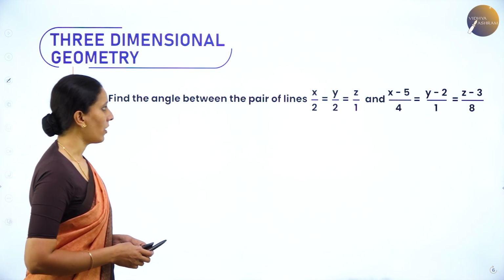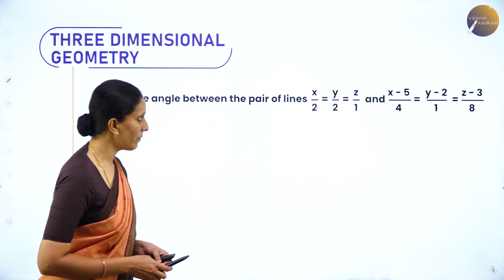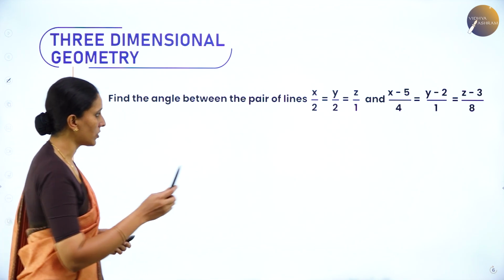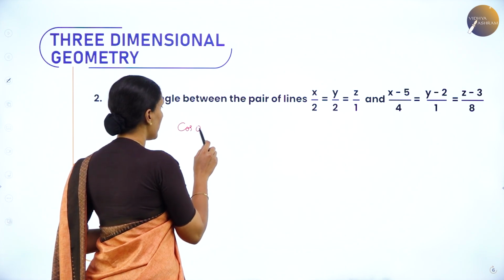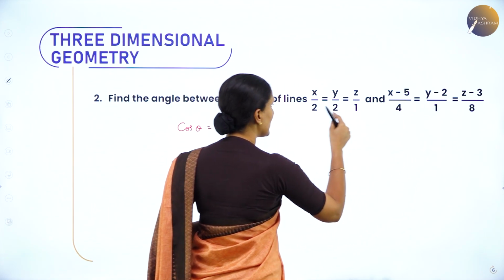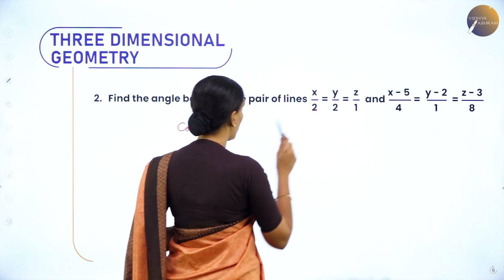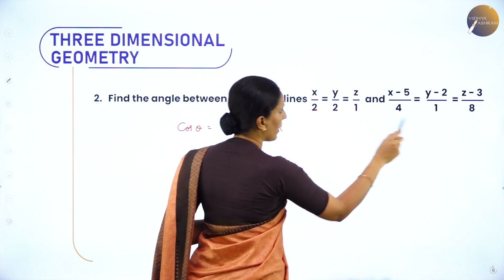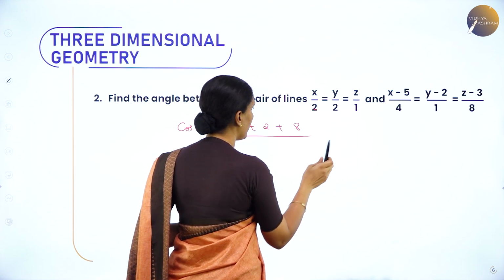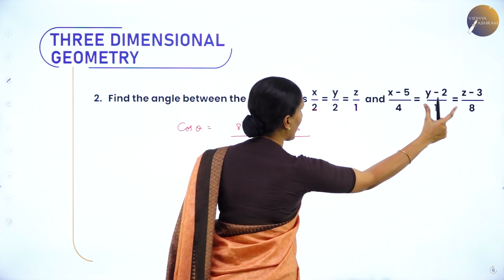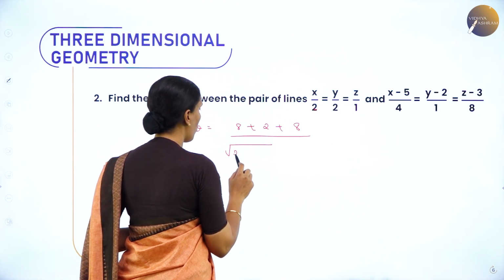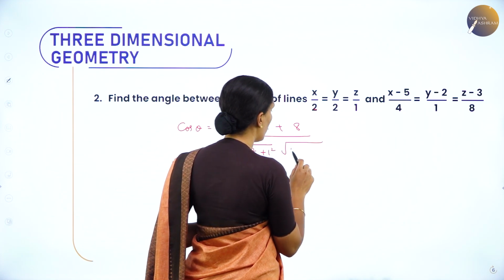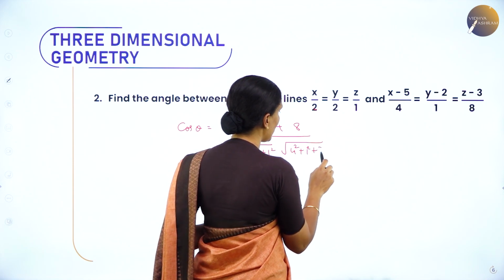Find the angle between the pair of lines x/2 = y/2 = z/1 and (x−5)/4 = (y−2)/1 = (z−3)/8. So cos theta is the dot product of these scalar components, that is 2 into 4, 8, plus 2 into 1, 2, plus 1 into 8, 8, whole divided by the magnitude of vector B1 times the magnitude of vector B2, that is the square root of 2 squared plus 2 squared plus 1 squared, and here it is the square root of 4 squared plus 1 squared plus 8 squared.